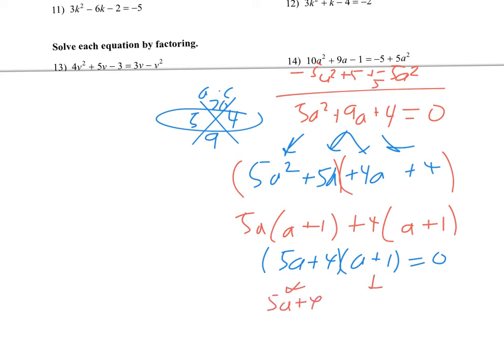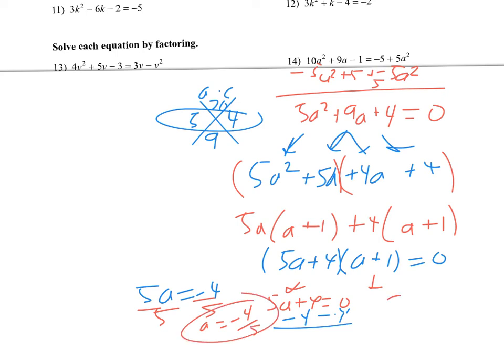However, I am still equal to 0, which means I need to split these up and set them equal to 0 individually. So on this one, I'm going to subtract 4. So 5a equals negative 4, and then divide by 5, and a equals negative 4 over 5. This one is a lot easier. Just a plus 1 equals 0. I'll subtract the 1, and a equals negative 1.